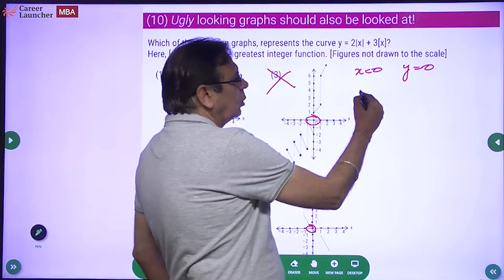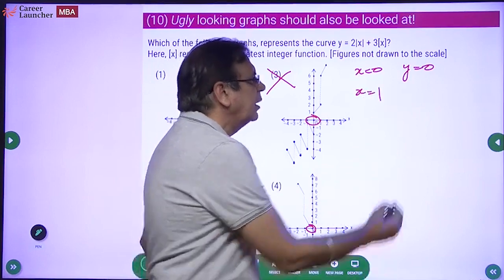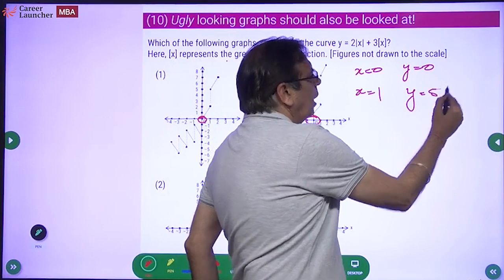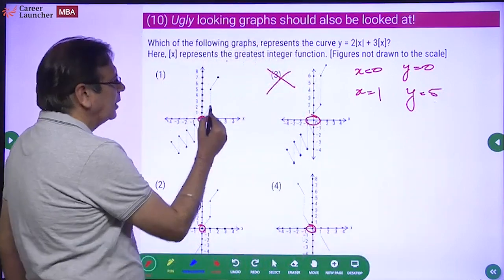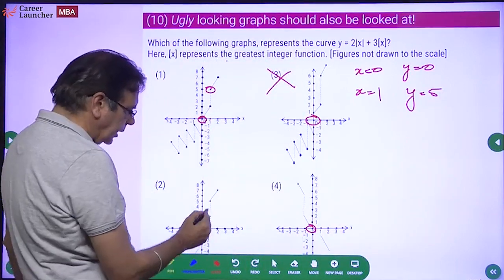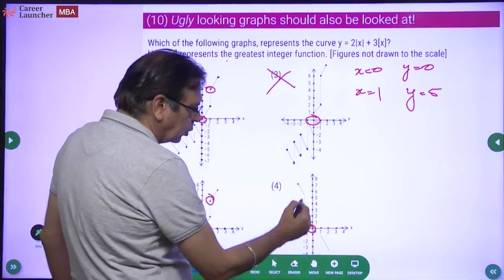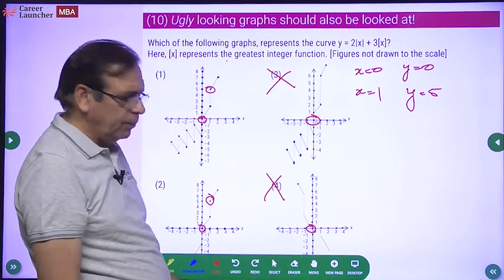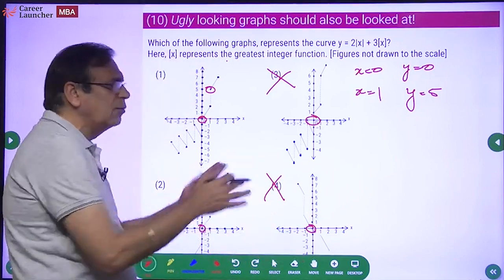Next, take x equal to 1. If x is equal to 1, what is y equal to? 2 plus 3, 5. X equal to 1, y should be 5. At x equal to 1, 5 is available. X equal to 1, choice 4 is wrong because at x equal to 1, we don't have value of y. Or it's in the negative side. So choice 3 and 4 are out.